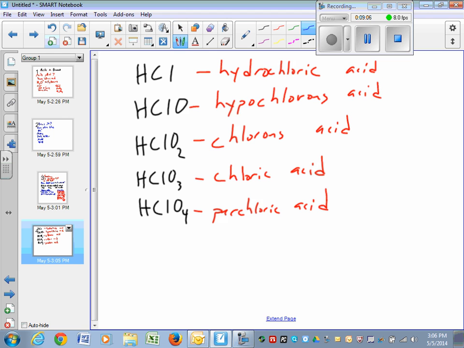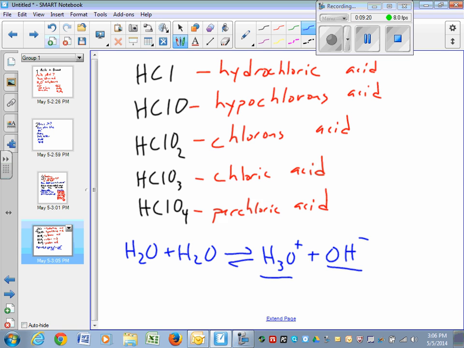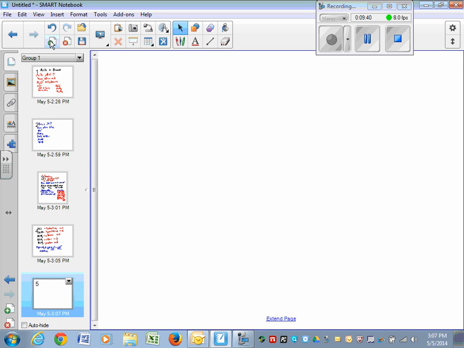We also have a special word for things that make H3O and OH at the same time. And that would be water. Because it makes both hydronium and hydroxide, we call it amphoteric. And all of that is the Arrhenius, or simple type of acids.